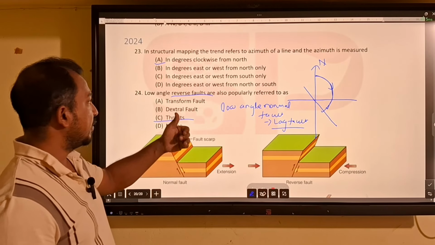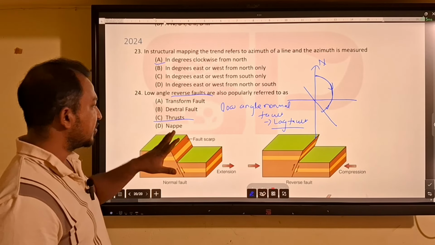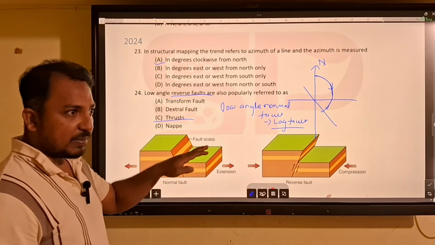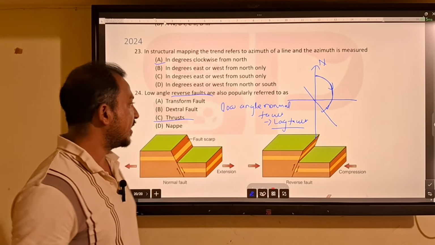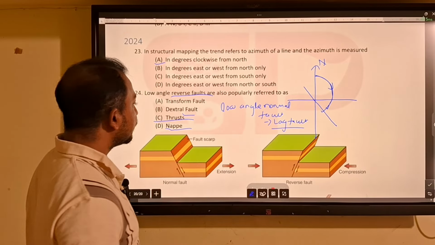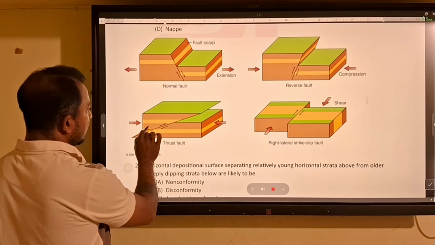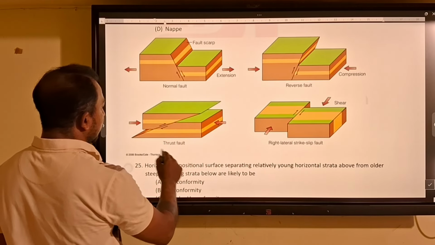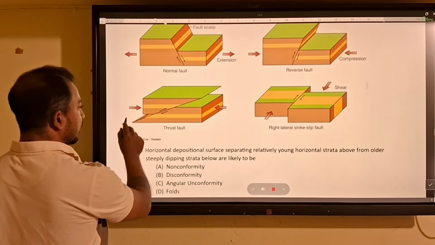Transform is a type of strike slip fault, dextral is a type of strike slip fault, thrust is a reverse fault. Nappe is a type of structure where the lower bed slides over the upper bed. So thrust is, you can say, a nappe. In this condition, this bed slides over this lower bed, so it is called a nappe.